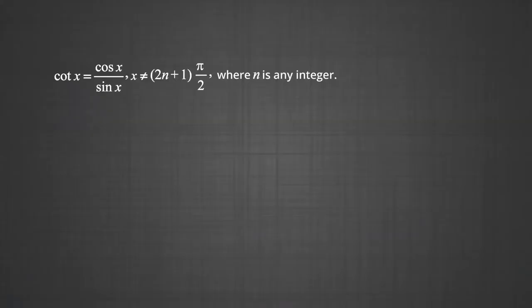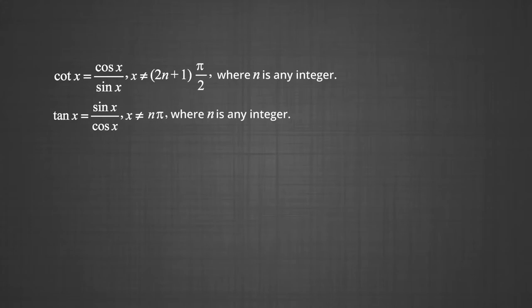Now, let us see how we get the values of cot and tan. cot of x is equal to cos x upon sin x when x is not equal to n pi, where n is any integer, and tan of x is equal to sin x upon cos of x when x is not equal to (2n plus 1) pi by 2, where n is an integer. We will now take some examples to understand the concepts which we have done.